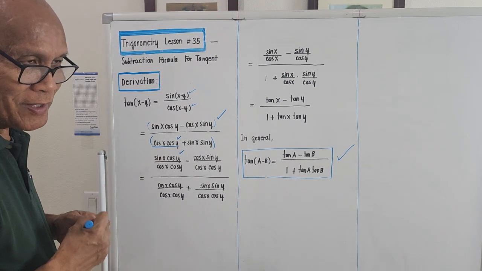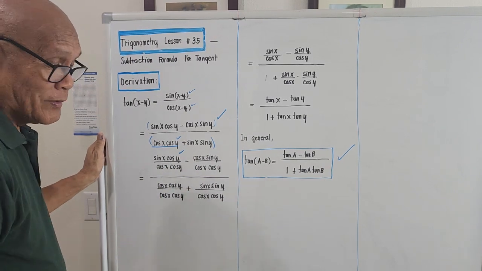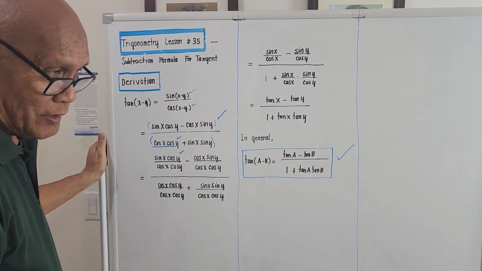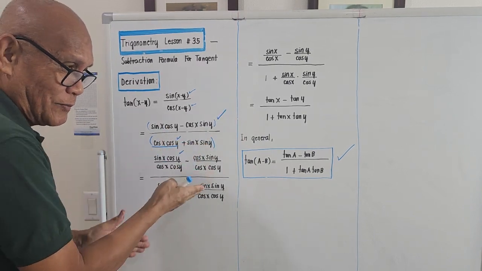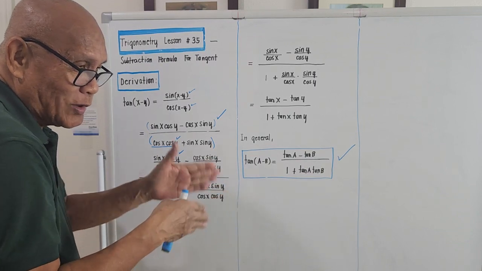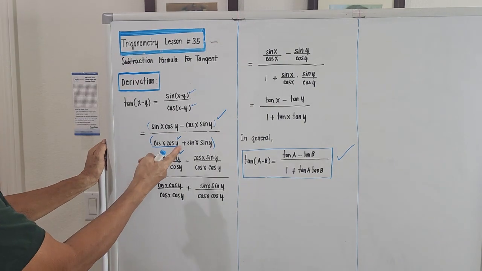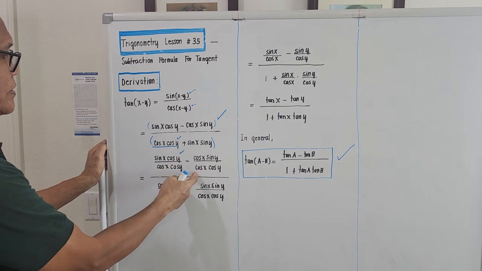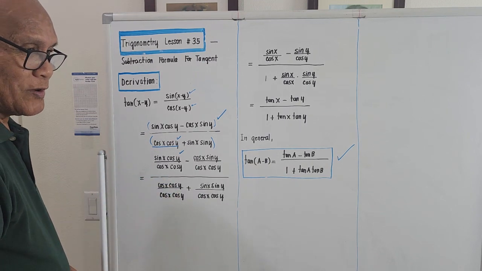Why did we divide all the terms for both the numerator and denominator by cosine x cosine y? It's a rule in algebra. If you try to divide the numerator by a certain value, and also divide the denominator by the same value, it will not change the value of the fraction. So this is actually cosine x cosine y, cosine x cosine y, cosine x cosine y, cosine x cosine y. There will be no problem with that one.